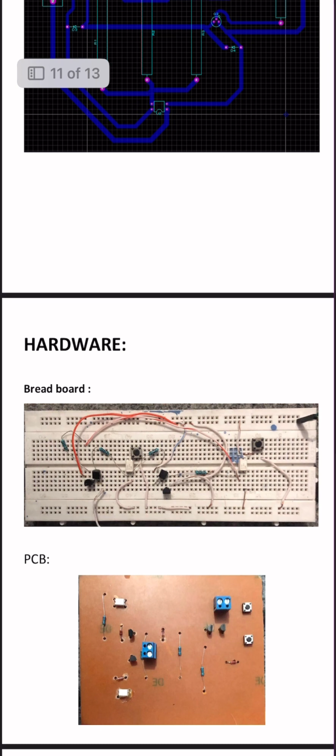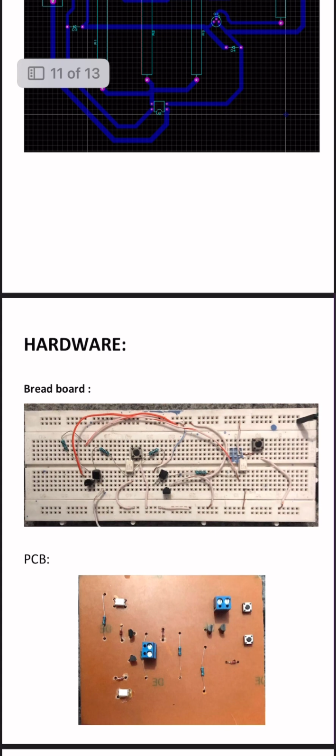And then furthermore moving towards the breadboard implementation, in which we use two optocouplers, transistors, and some diodes and resistors and some wires to make the project work properly.